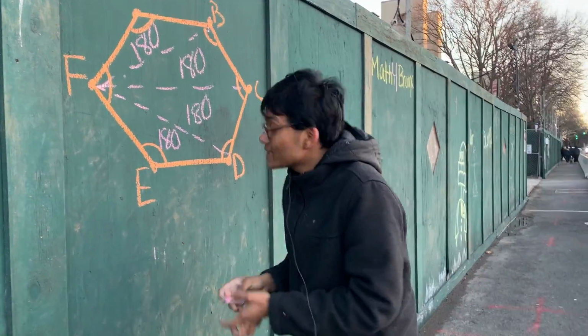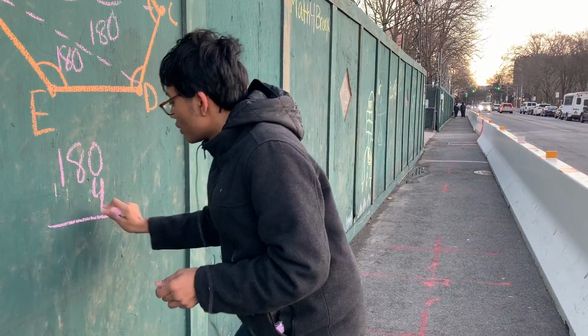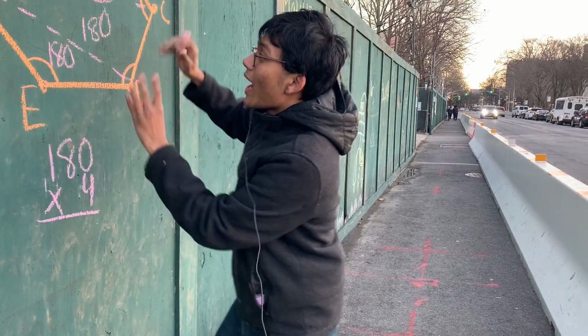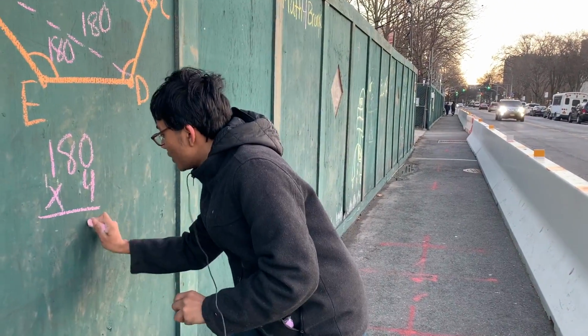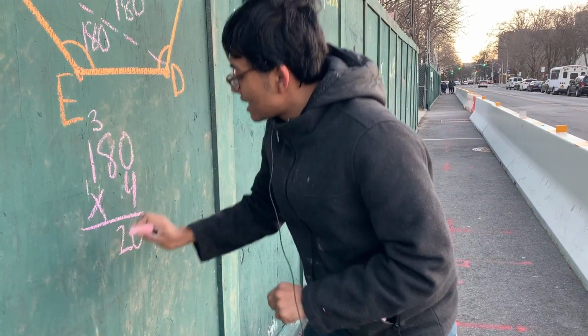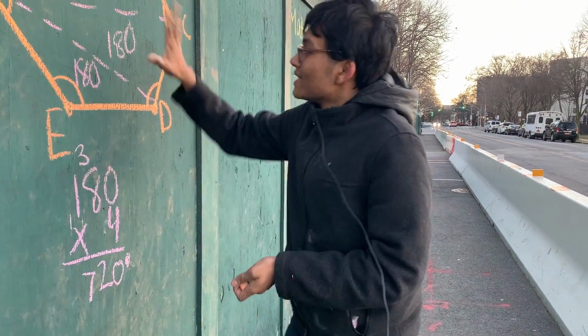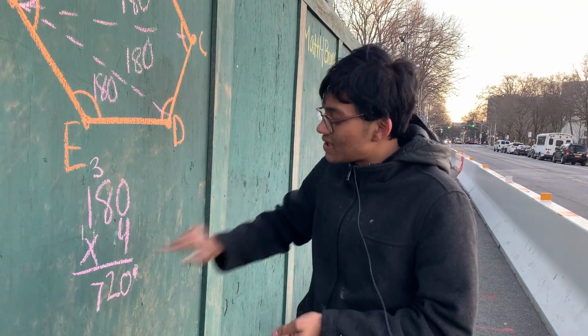Well, so how many degrees inside the hexagon? Well, that's going to be 180 times 4. So we're going to go ahead and do this multiplication to find out how many degrees in this hexagon. So let's do it. 4 times 0, 0. 4 times 8, that's going to give us 32, and that's going to give us 720 degrees for the total degree measure of a hexagon. 6 sides, 6 vertices, 6 angles, and 720 degrees.